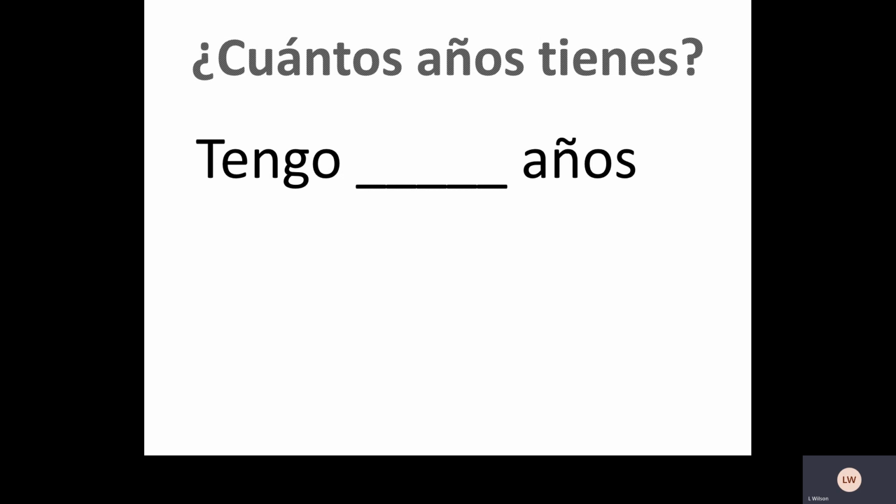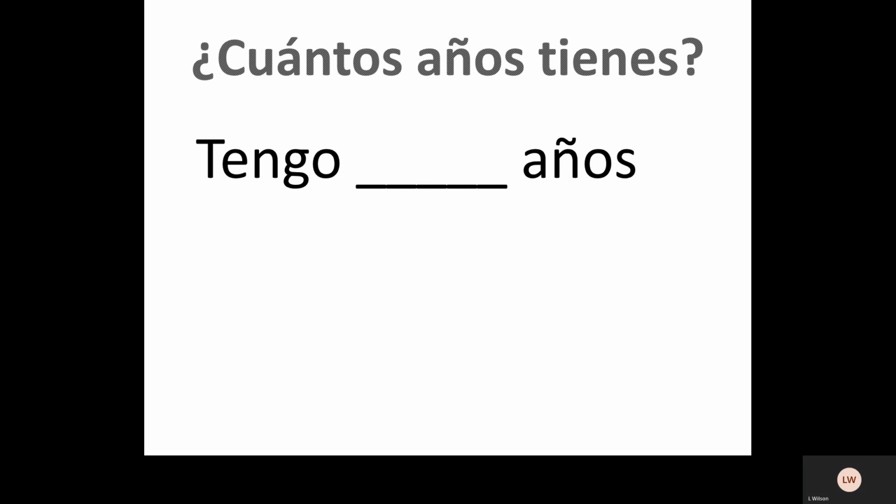Repite. ¿Cuántos? Años? Do you remember what that accent on top of the N does to that N sound in Spanish? It changes the pronunciation from a N to a N, so años. Good. So if we didn't have that accent, it would be años. So ¿cuántos años? Practice again. Años. And finally, tienes. Repite.